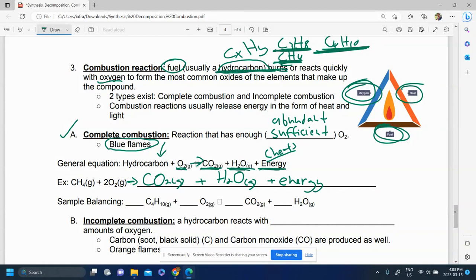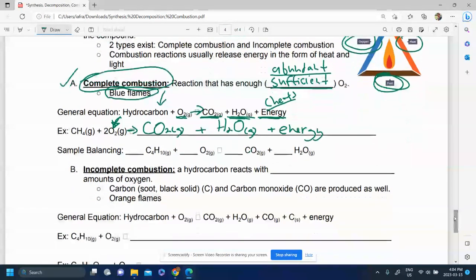And so how do you know if you have sufficient or abundant oxygen? I would tell you in the question. I would say you have a hydrocarbon reacting with sufficient or abundant oxygen, and right away, that's a keyword that you know there's a complete combustion happening. Okay, well, how does it make sense that you can have the same products if you have different reactants? Well, you're dealing with the same set of elements here. So you will have the same products, but things will balance differently.